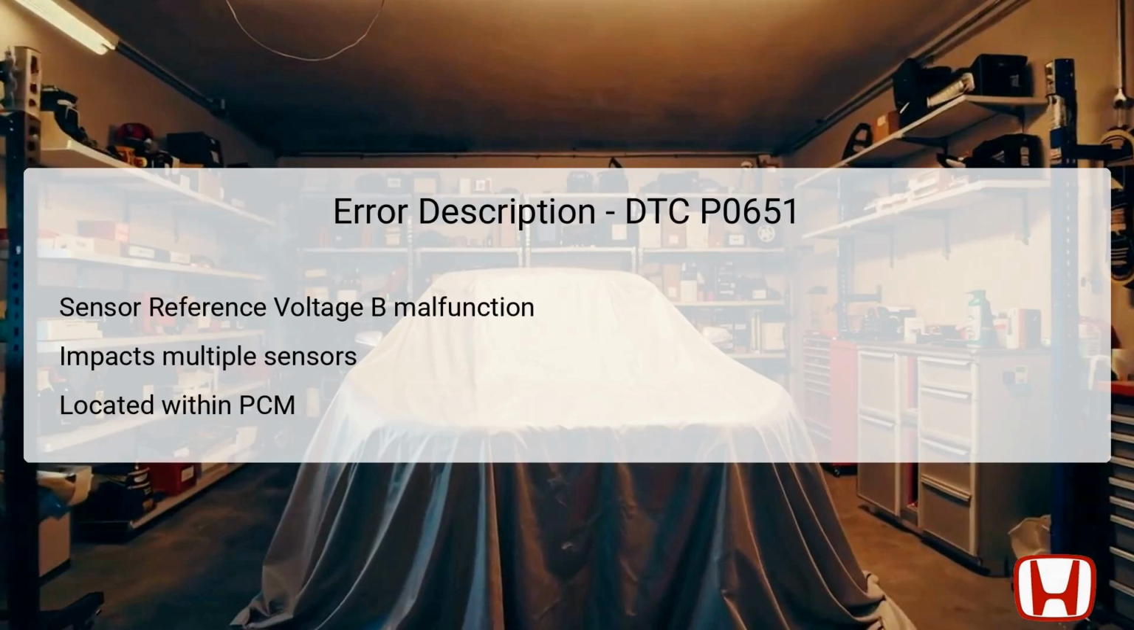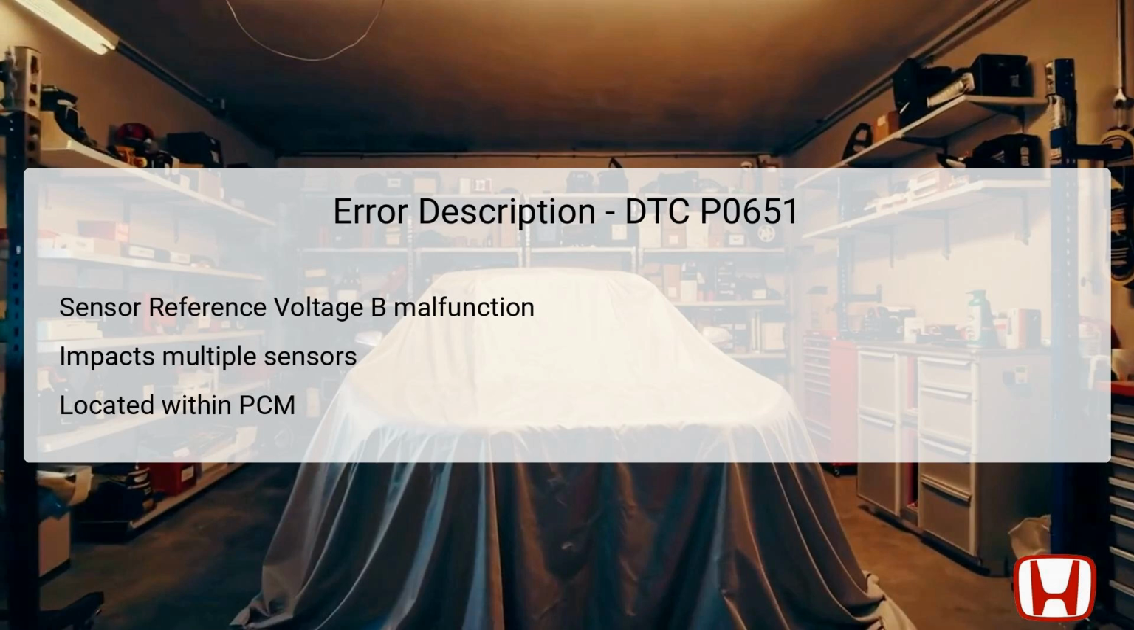The error described as DTC P0651 is a sensor reference voltage B malfunction, which indicates a disruption in the reference voltage provided to various critical sensors within the Honda Pilot. This dysfunction often relates to sensors such as the accelerator pedal position, APP sensor, throttle body, rocker arm oil pressure sensor, and the input shaft speed sensor for the 6-speed automatic transmission.